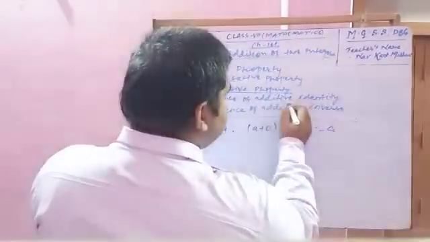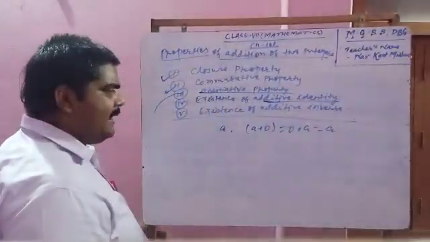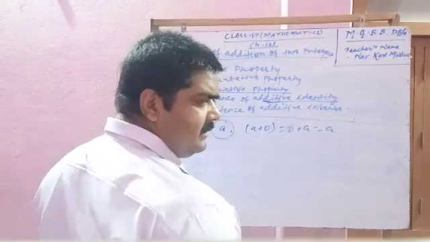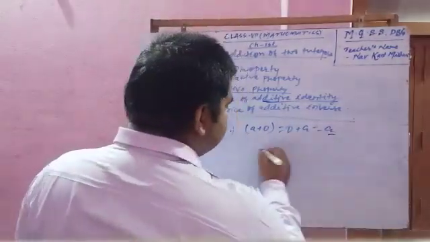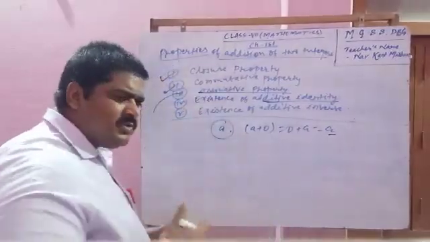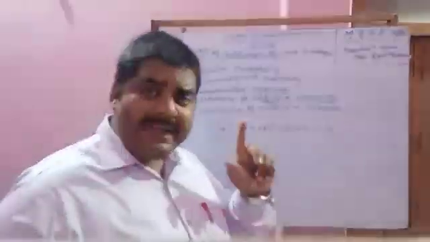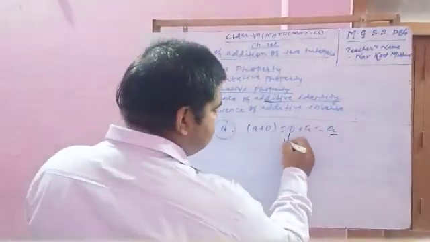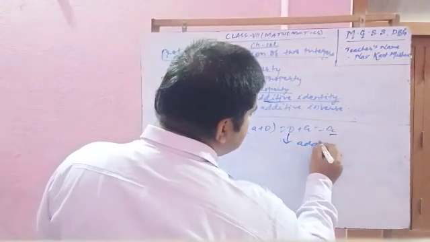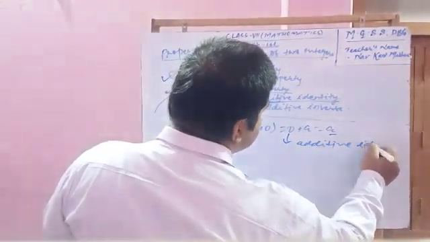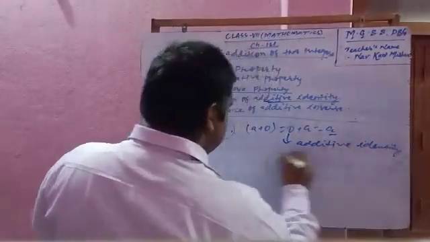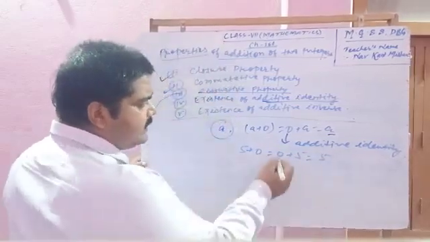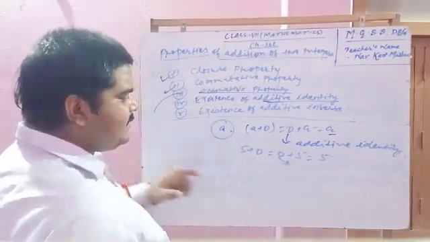Now, existence of additive identity. Regarding additive identity, for any integer a, a plus 0 is equal to 0 plus a, and the final result is a. It means that when any integer is added to 0, or 0 is added to any integer, the result is the same integer. Here 0 is known as the additive identity. For example, 5 plus 0 or 0 plus 5, the result is 5. Here 0 is known as the additive identity of 5.